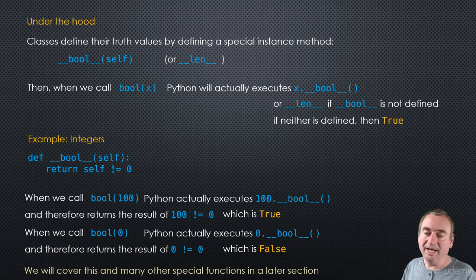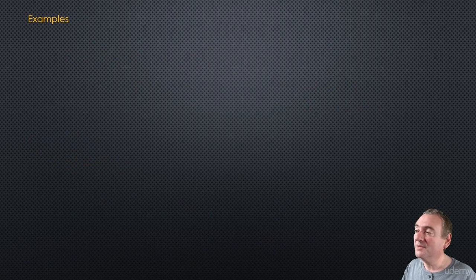Now we'll cover this and many other special functions in a later video in the course on object-oriented programming, and we'll take a look at all these special functions and we'll actually code them up and implement those things ourselves. For now, let's just take a look at some of the examples that we have.